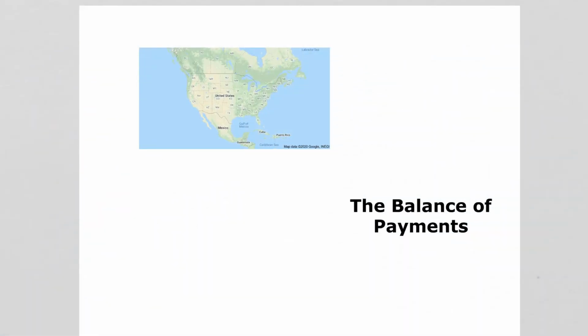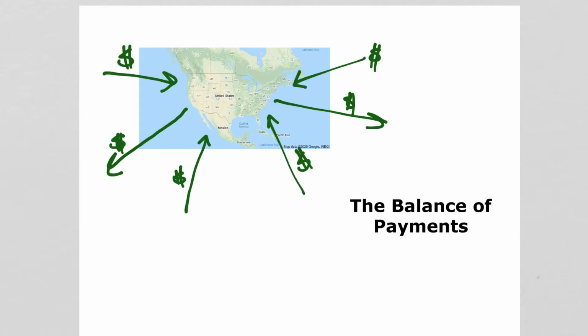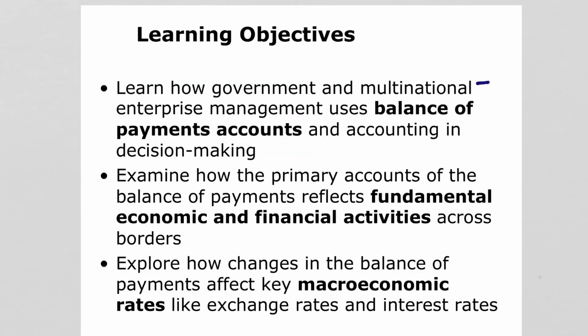Balance of payments is essentially an accounting of all the transactions that one country makes with all the other countries. The balance of payments is what we're going to talk about today. That's because both governments and companies use the balance of payments in their decision making. After all, if the balance of payments reflects all the transactions going in and out of a country, it follows that it reflects economic and financial activities of that country.